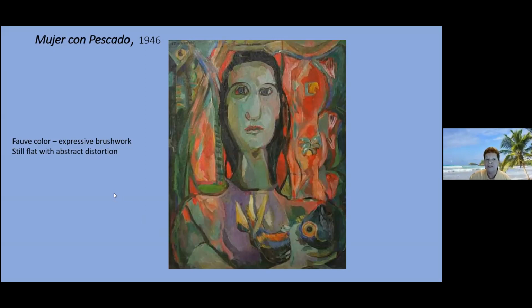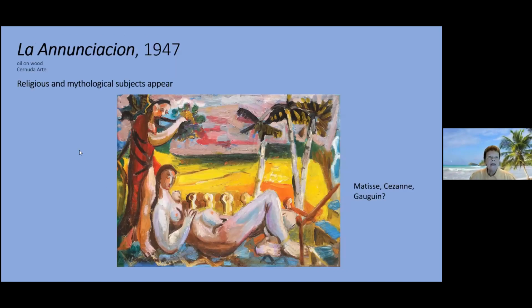Often what we have to do is really think, what is this? What's going on around her, to even try to make out what is happening. I mean, it's titled The Woman with the Fish, and the fish is down there in the lower right-hand corner. He also did religious and mythological subjects starting in the 1940s.